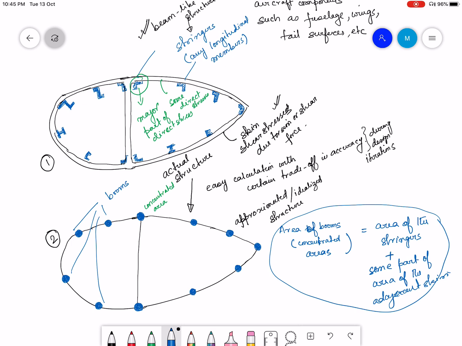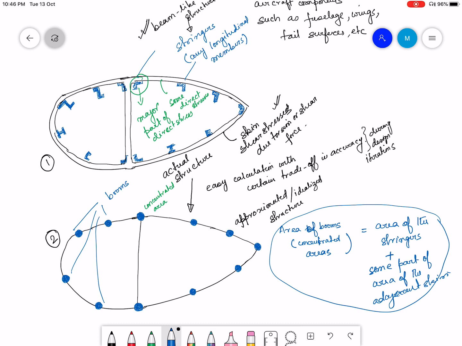So I take these stringers, which are thin wall beams, which have an xy variation of the normal stresses. I replace them by the concentrated area at their location. These are called booms. Now the area of the booms is not the area of the stringer alone, but also some part of the area of the adjoining skin, right?